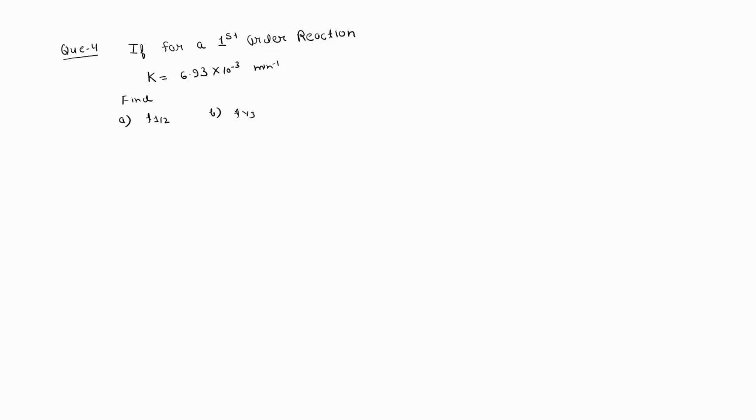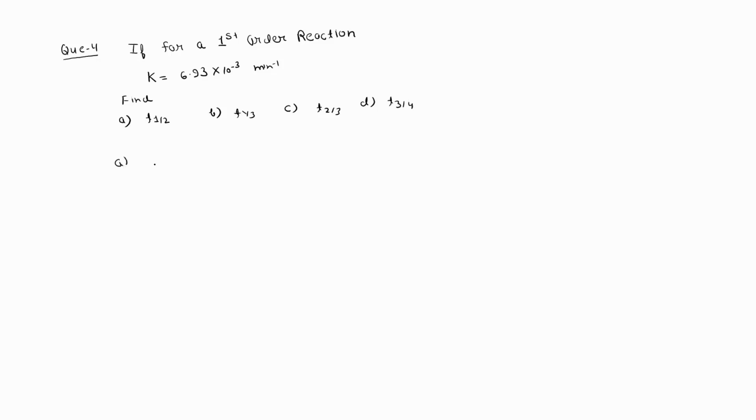Now question number 4. The fourth question is: if for a first order reaction, K is equal to 6.93 into 10 to the power minus 3 minute inverse, find A, T half; B, T 1/3; C, T 2/3; and D, T 3/4.